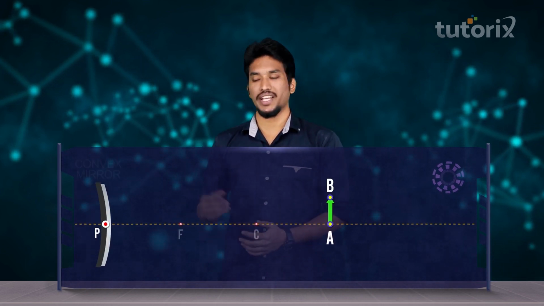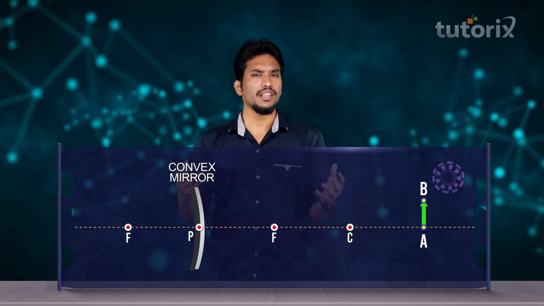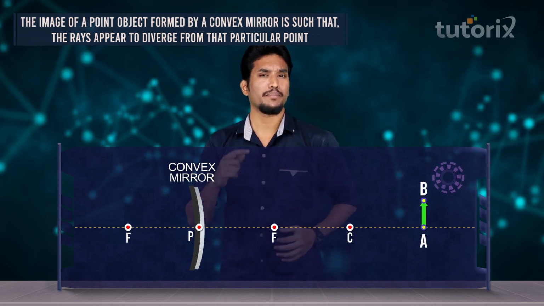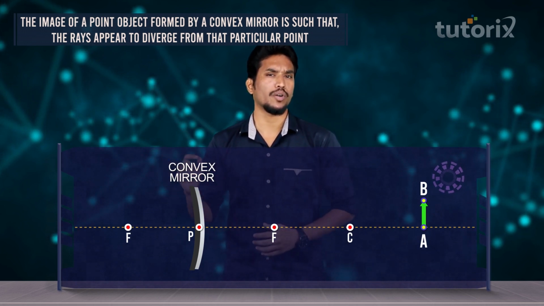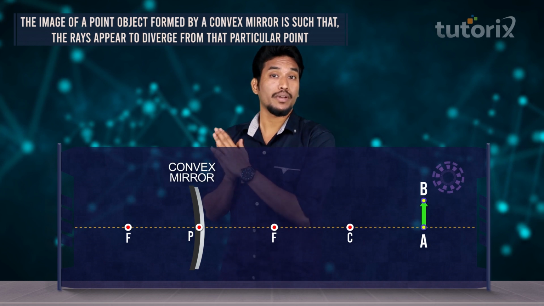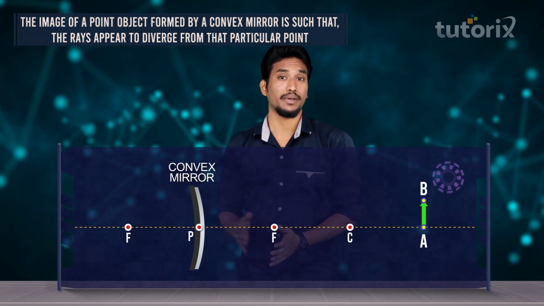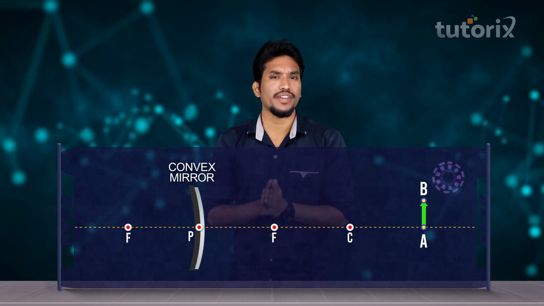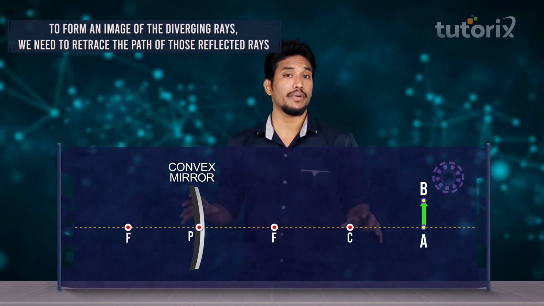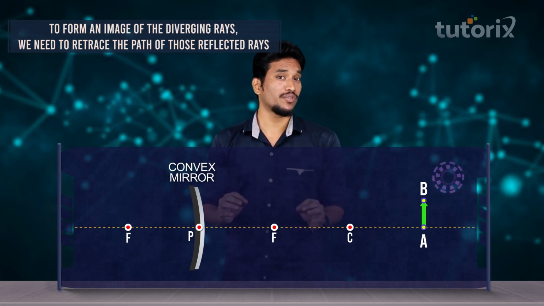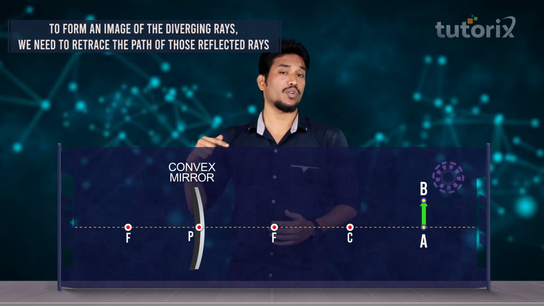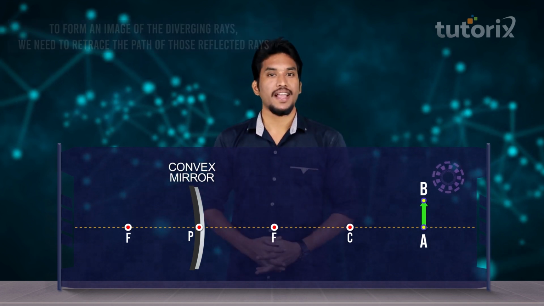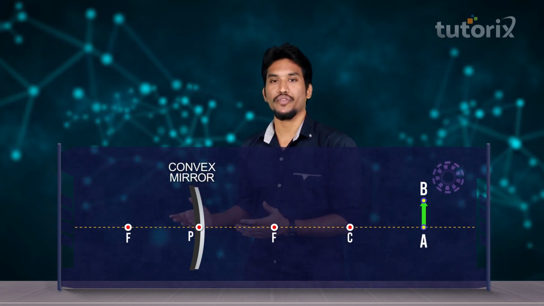Now for a change, we have taken the convex mirror, because in the beginning we told you that when the rays are diverging, then they must be coming from a particular point, or they appear to be coming from a particular point which is behind the mirror. So these rays diverge from the convex mirror, and to form an image, we have to retrace the path of those reflected rays in the opposite direction of their propagation and see where they appear to be coming from. And that is the reason we have taken a convex mirror.